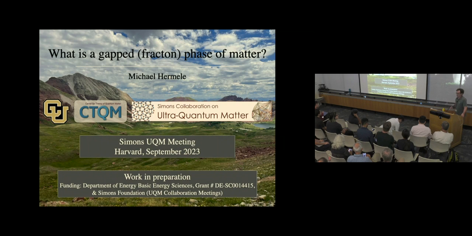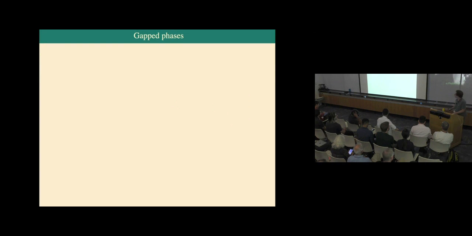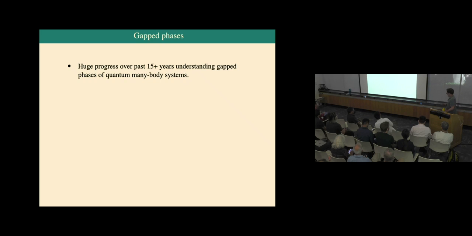So I'm really excited to tell you about this work today, partly because this concerns some issues where my perspective actually changed a lot over the last year. Okay, and to set the stage for this, I think we would all agree that there's been huge progress over the last, let's say, 15 years understanding gap phases of quantum many-body systems at some level of generality. But I want to ask a question. How do we define gap phases?